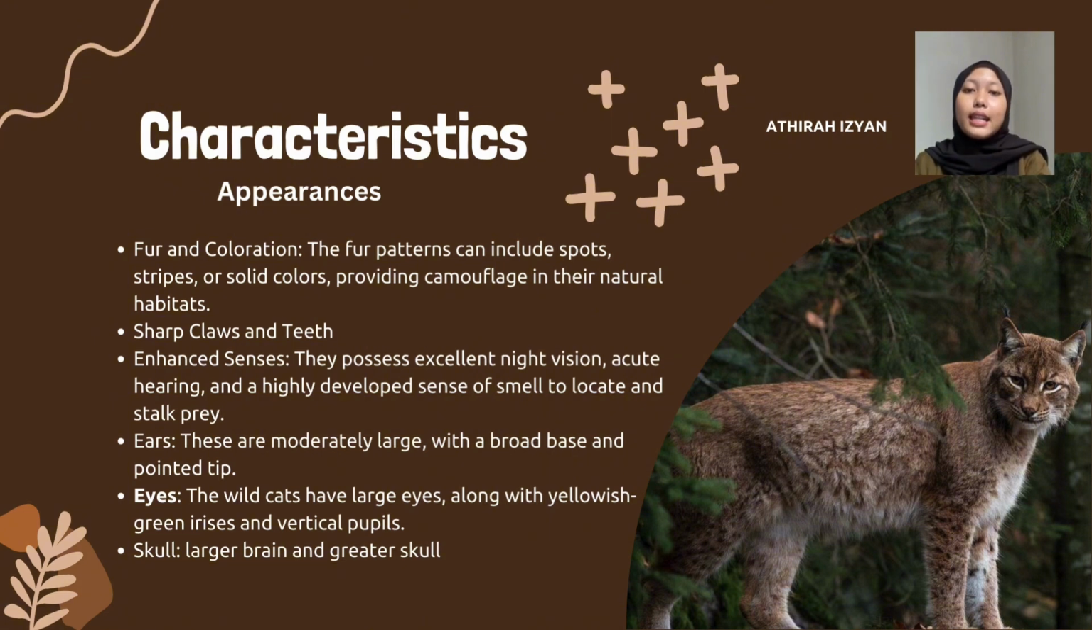They possess excellent night vision, acute hearing, and a highly developed sense of smell to locate and stalk prey. Their ears are moderately large with a broad base and pointed tip. They also have large eyes with yellowish-green irises and vertical pupils. They possess 6 to 8 eyelashes on each eye, measuring between 2.0 and 2.4 in.